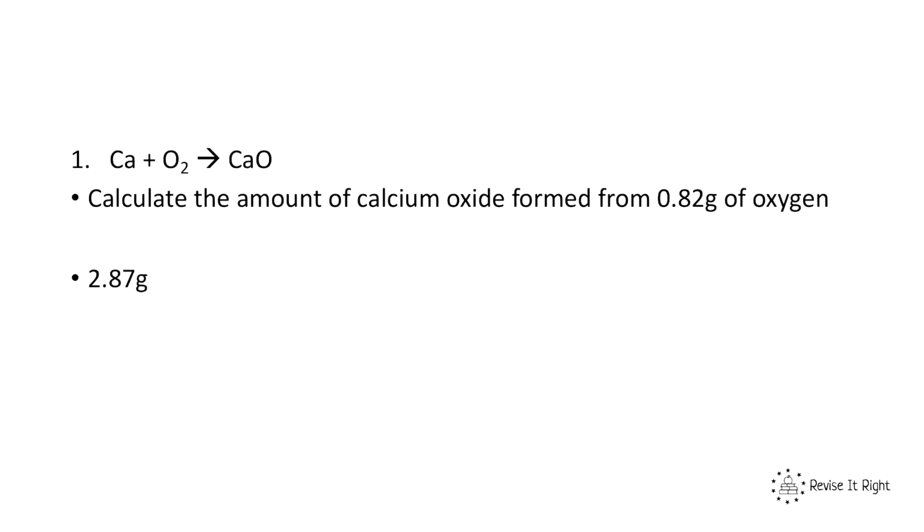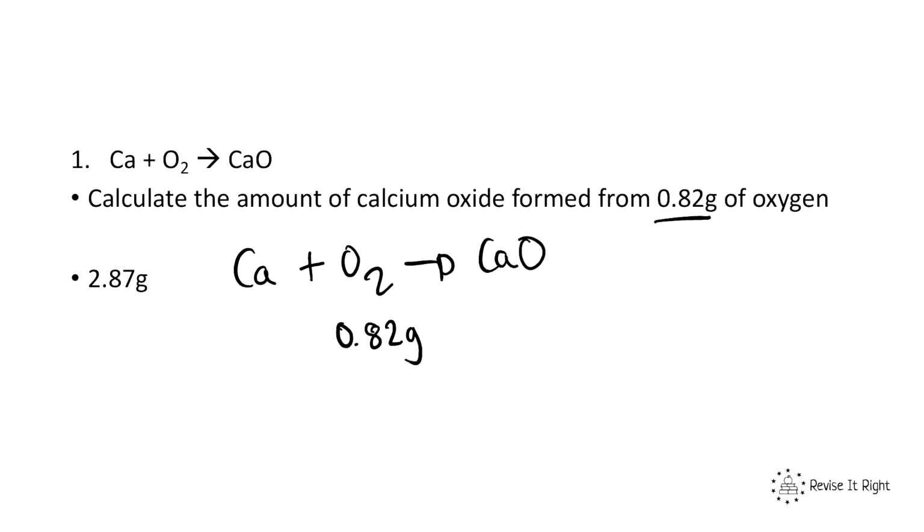This video is about limiting reactants. Now in the previous video we looked at being able to calculate how much of something we needed to produce a certain amount of something else. So for example, we looked at this question: calculate the amount of calcium oxide formed from 0.82 grams of oxygen. And we calculated that if we had 0.82 grams of oxygen, we would be able to produce 2.87 grams of calcium oxide.